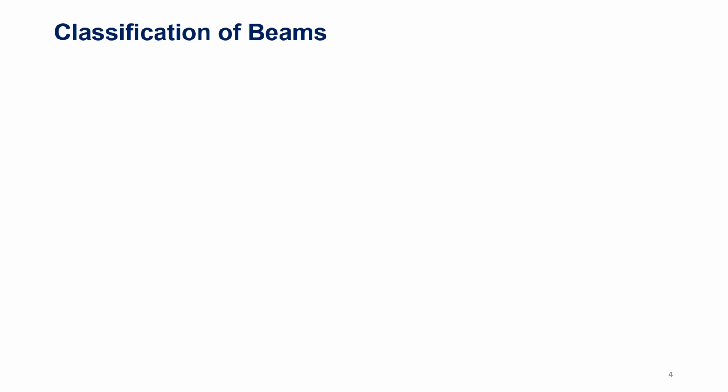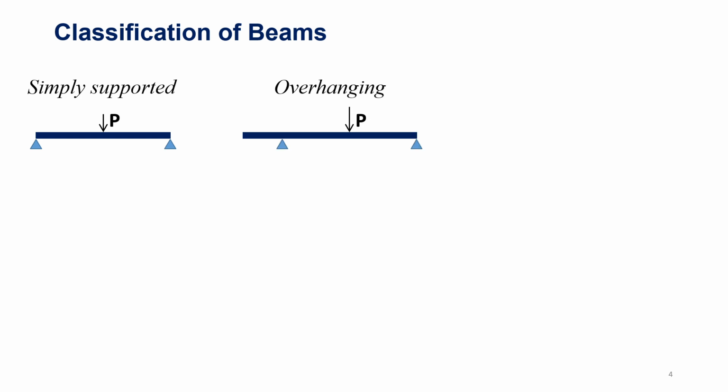How do we classify beams? So the first one is called the simply supported beam, as I just introduced. It has two supports at its two ends and is subject to a load or distributed load or anything. And the second one is called an overhanging beam. This is similar to the simply supported beam, but its length is extending over one support at one end. So this is called overhanging.